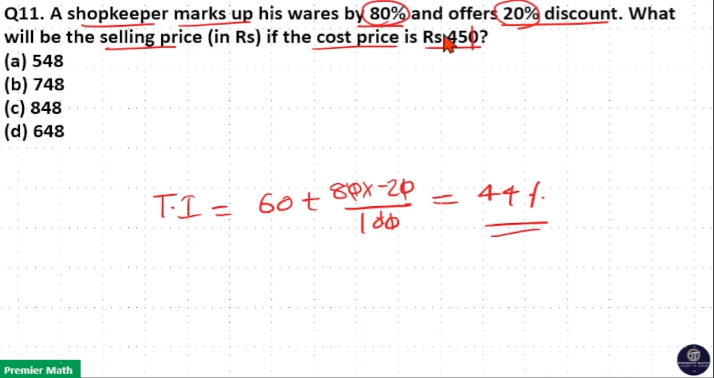Now 10% of 450 is 45, which means 40% is equal to 45 into 4, 180. Now 4% of 450. Here 1% is 4.5. Then 4% is 4.5 into 4, 18. Now total is equal to 648 is the selling price. So option D is your answer.